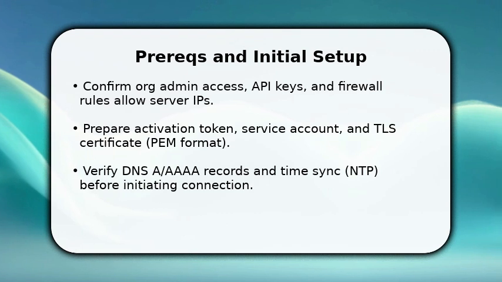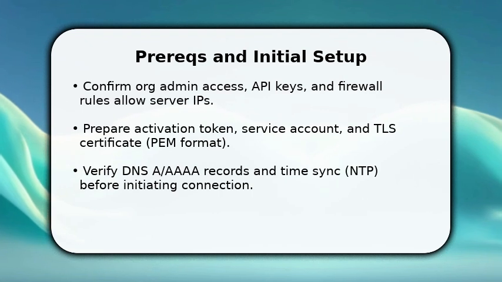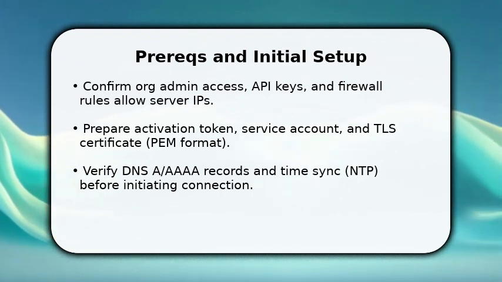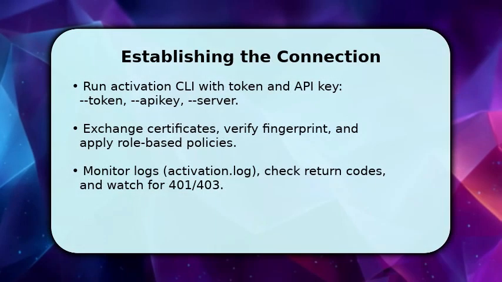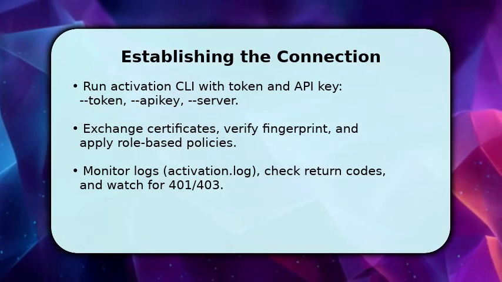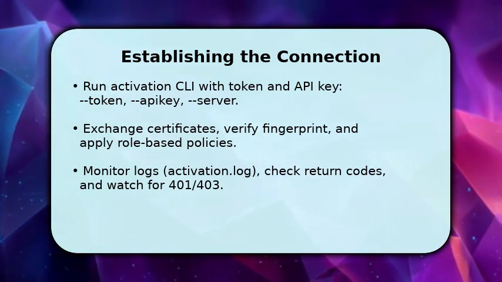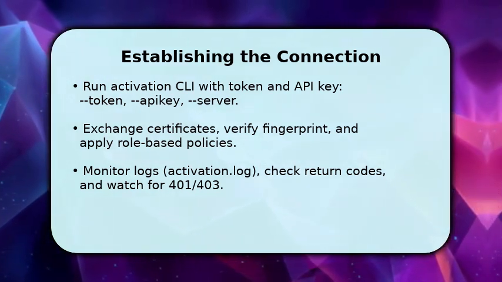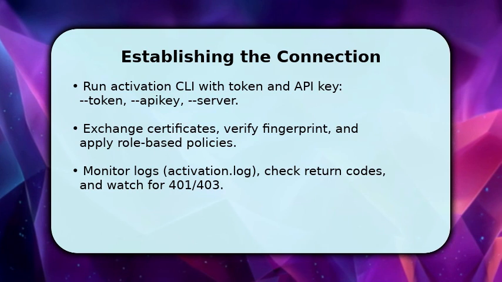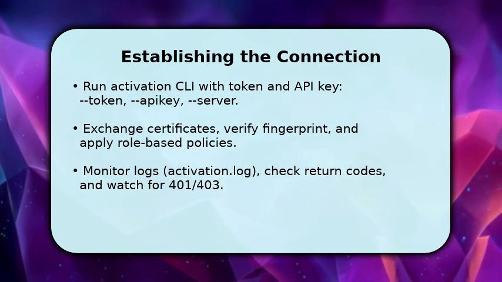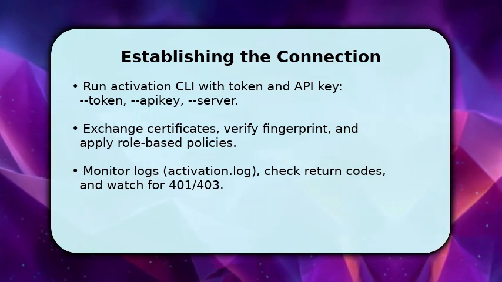Inconsistent time breaks authentication. Now, obtain the server's IP and copy the API key into a secure temporary file so you can use it in the next command steps. You now run the activation command using the saved token and API key, specifying the server endpoint. As the CLI exchanges certificates, validate the server fingerprint and accept it only if it matches your expected value. This prevents man-in-the-middle attacks. After certificate exchange, push the organization role policies to bind users and services.